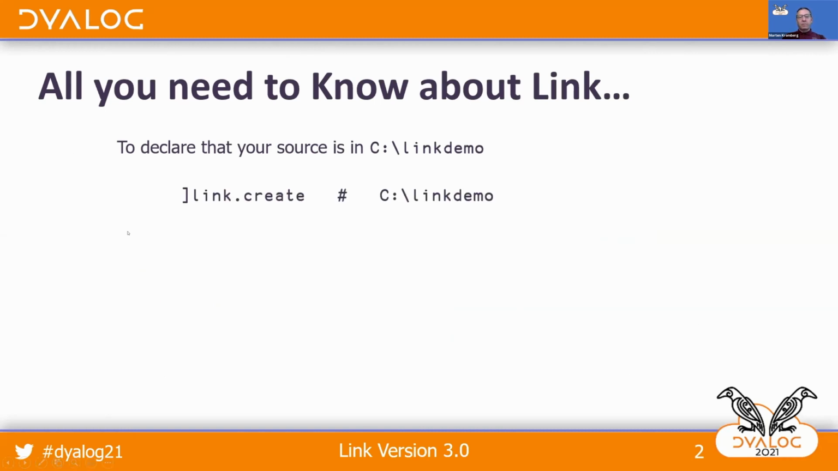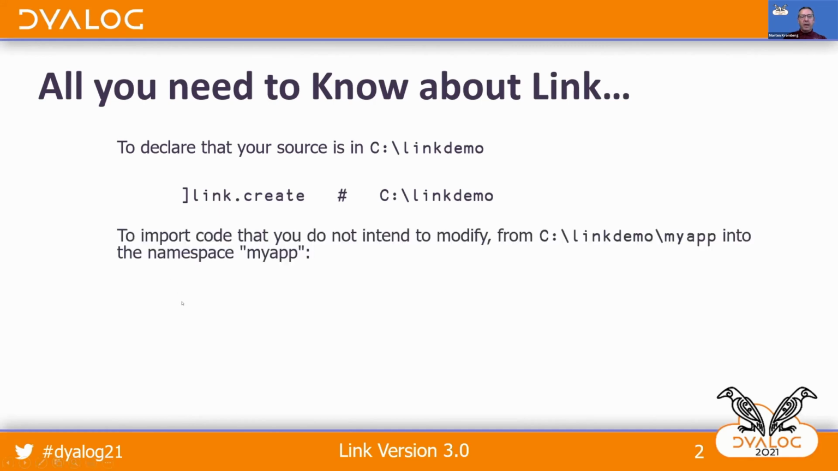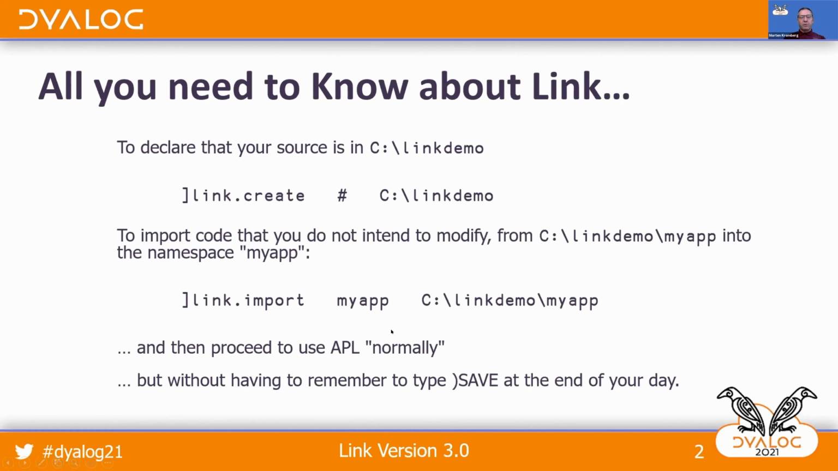It's really very simple. So there are user commands which allow you to declare that your source is in this folder. And what this will do is copy all the source files from that folder into your workspace, and you can start work. If you have some code that you just want to use, you can instead use link.import and bring that into a namespace. And once you've used one of these commands, you can just proceed to use APL normally, but without having to remember to type save at the end of your day.